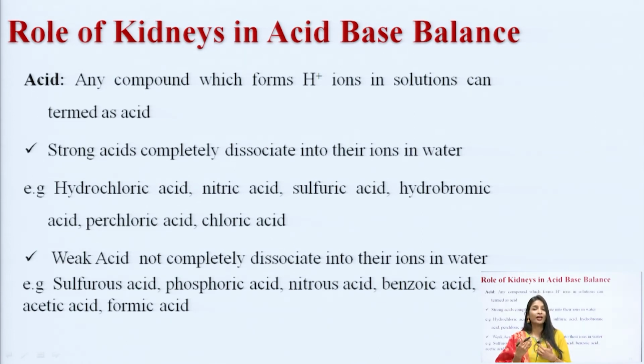And what are the weak acids? These do not completely dissociate into ions in water. For example, formic acid, acetic acid, benzoic acid, phosphoric acid, and sulfurous acid are weak acids, whereas sulfuric acid is strong. Do not get confused between sulfuric and sulfurous. Sulfuric is no doubt a strong acid, because it will be dissociated into ions in water, and sulfurous acid is weak.